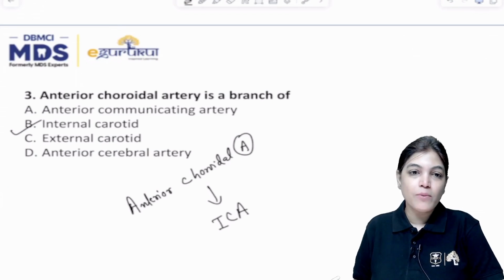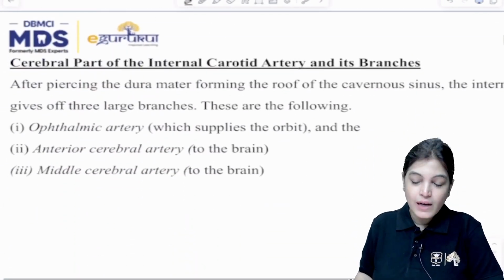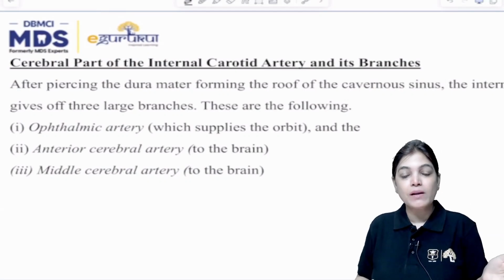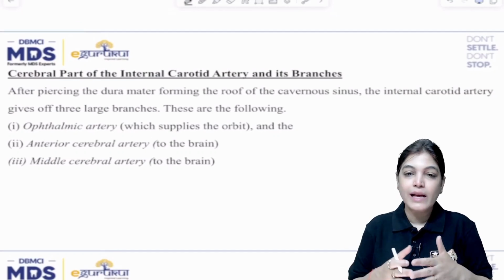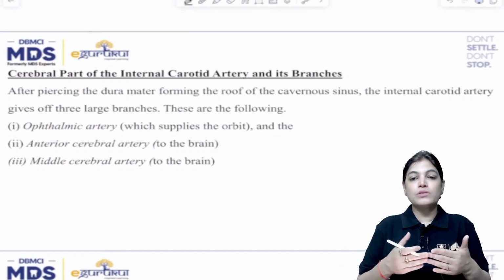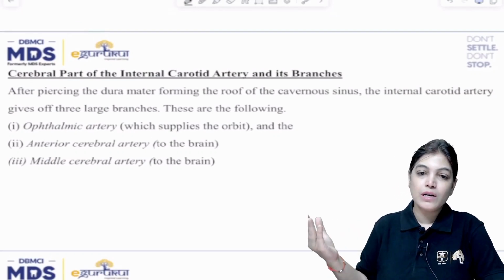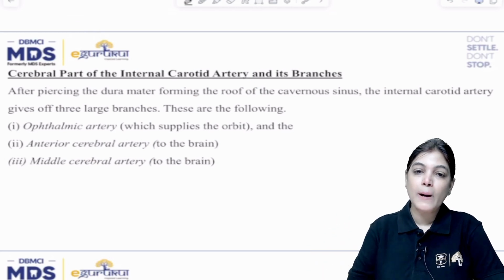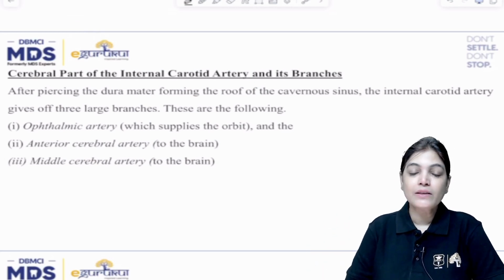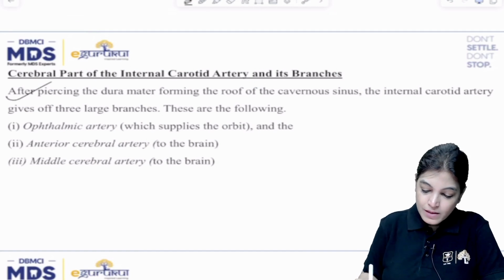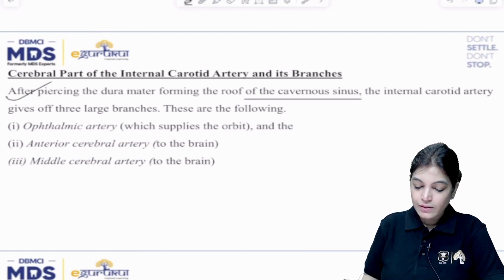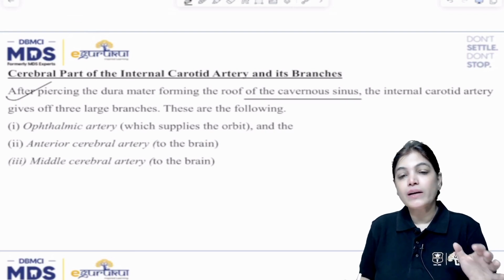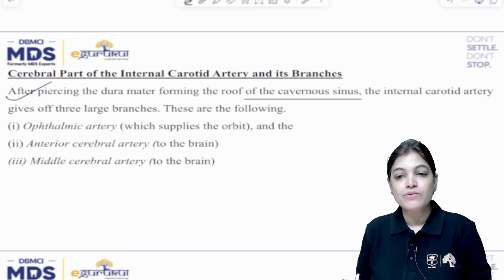I would also like to tell you about the branches of the internal carotid artery in brief. Let's talk about that. If we talk about the branches of the cerebral part of the internal carotid artery, actually if I am talking about its course, the internal carotid artery traverses through the cavernous sinus. How is it entering into the brain? After piercing the dura mater of the roof of the cavernous sinus, the internal carotid artery gives the following branches. In the cerebral part, the internal carotid artery gives 5 branches.